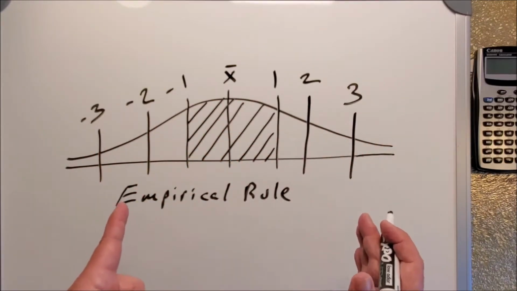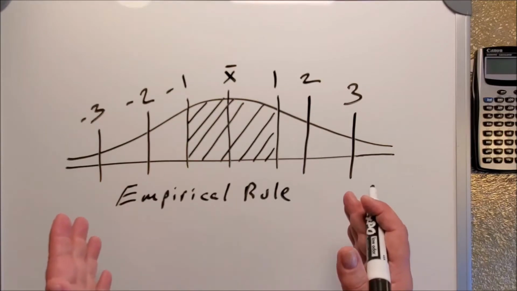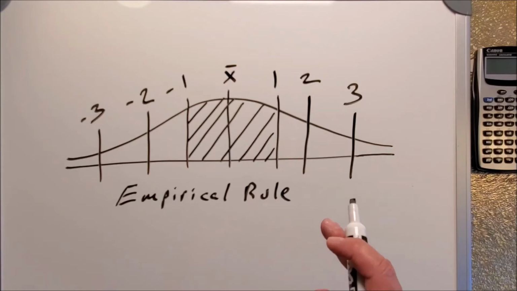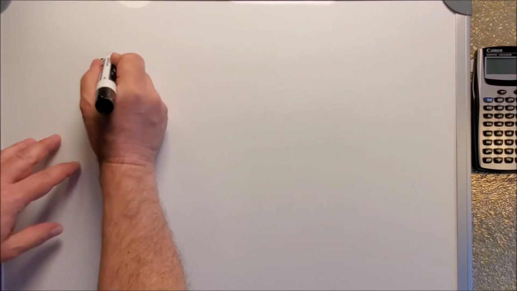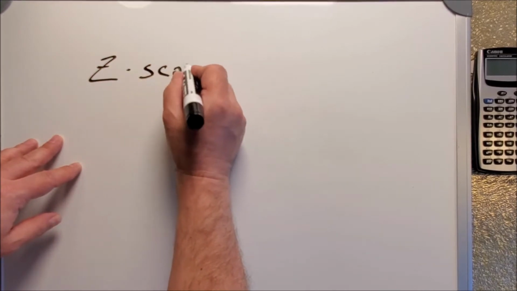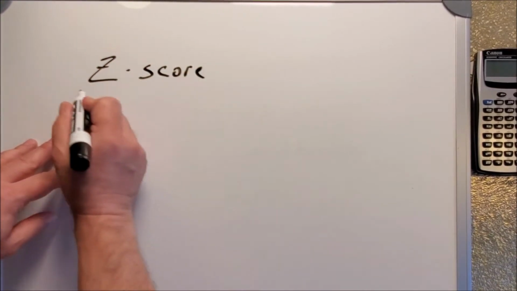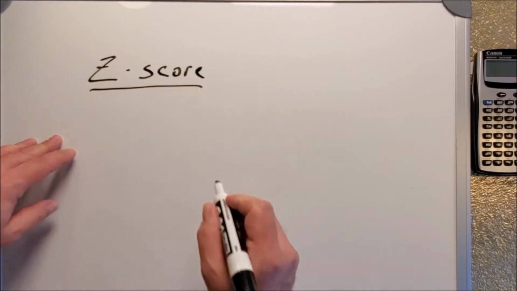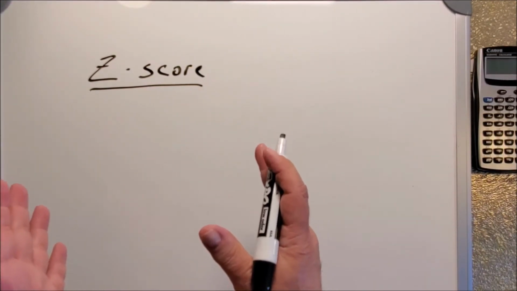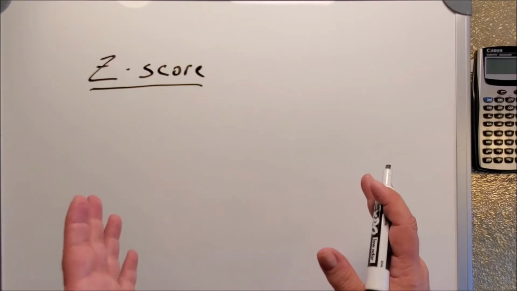So really it would be useful if we had something much more accurate, and we do. That's going to be the standard normal distribution table, and it's a much more powerful and much more flexible way of talking about proportions of the normal distribution. But to do so effectively, we should get some vocabulary out there.